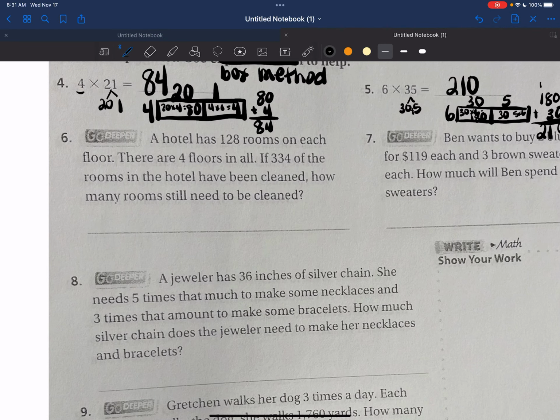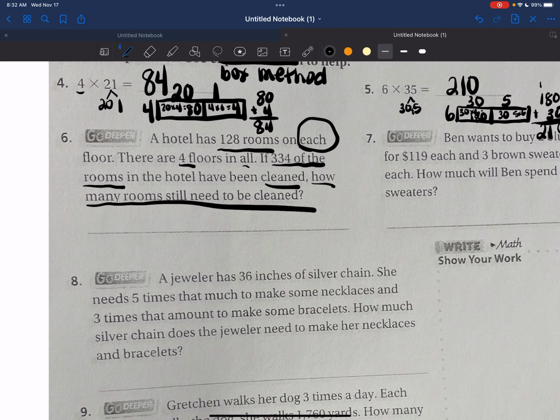Now as we move to our word problems, I want you to be sure that you're taking your time and reading all the way through. These are 2-step word problems, so you need to be careful and be sure that you are working both steps. Let's go through our first problem. It says a hotel room has 128 rooms on each floor. There are 4 floors in all. If 334 of the rooms in the hotel have been cleaned, how many still need to be cleaned? We need to be sure at the end of our problem we are answering that question of how many rooms still need to be cleaned.